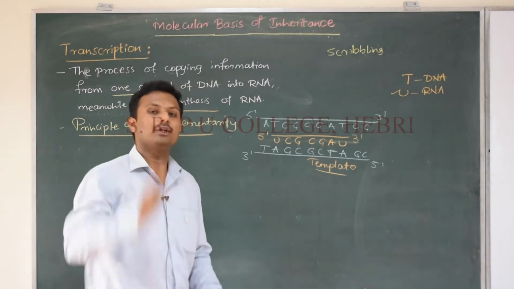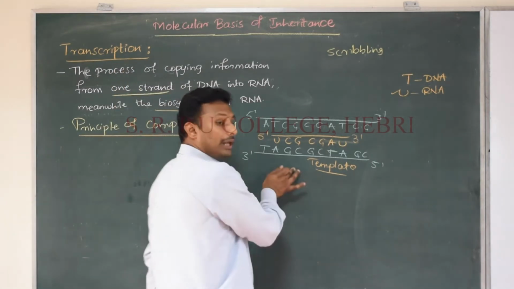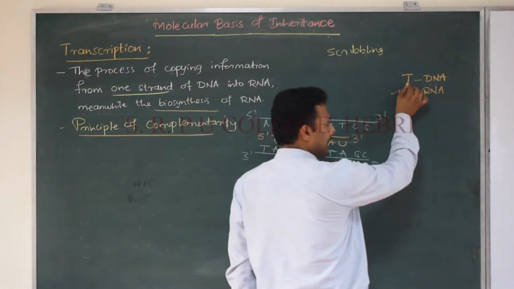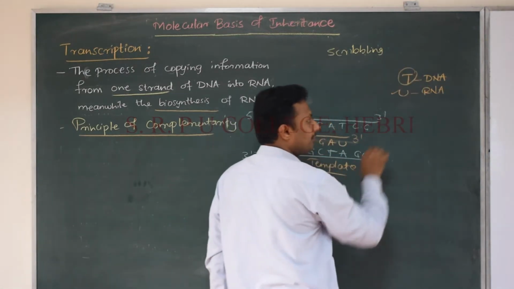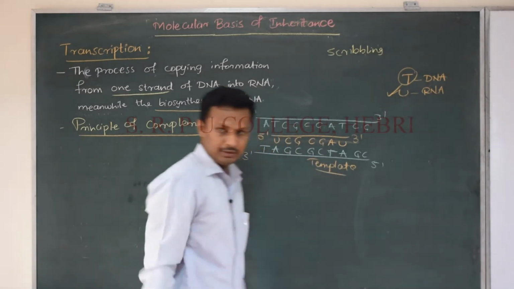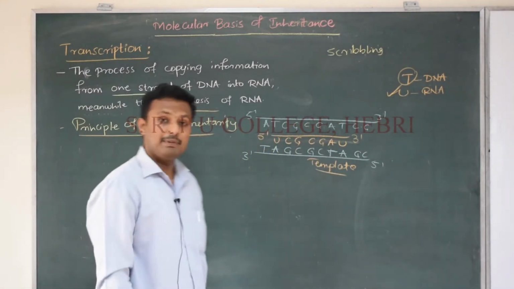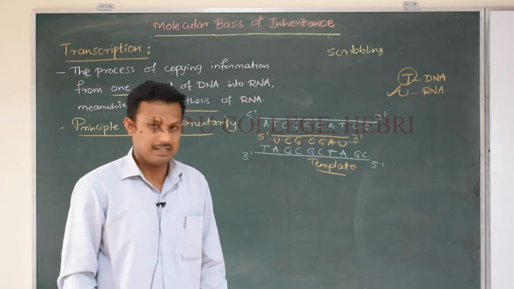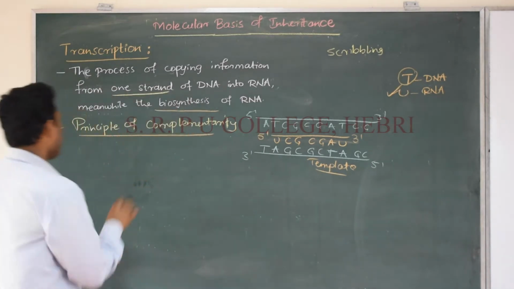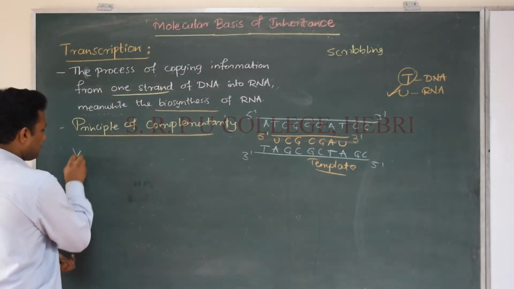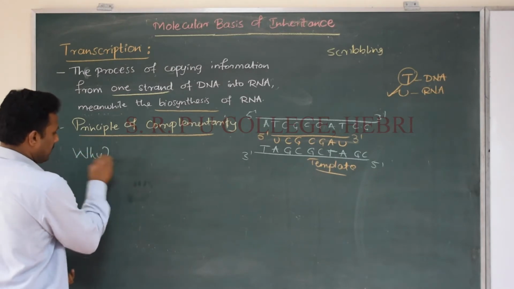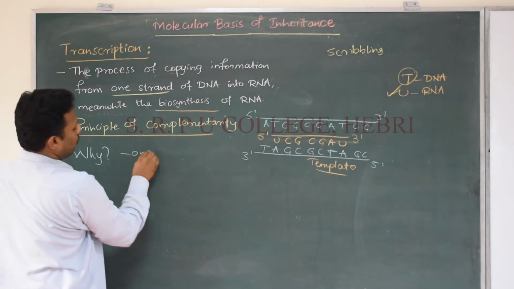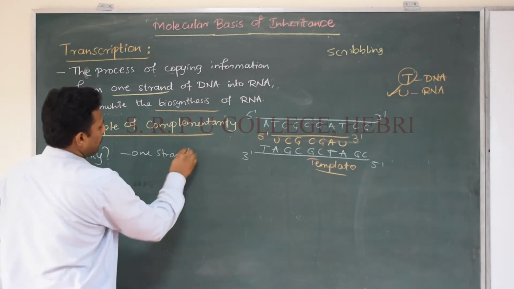The other thing that you have to keep in mind is that while complementary base pairing occurs, in the place of T, U will come. Thymine is replaced by uracil because it is a sequence of RNA. Yes. So now, why is that? Why only one strand? We need to answer this question.